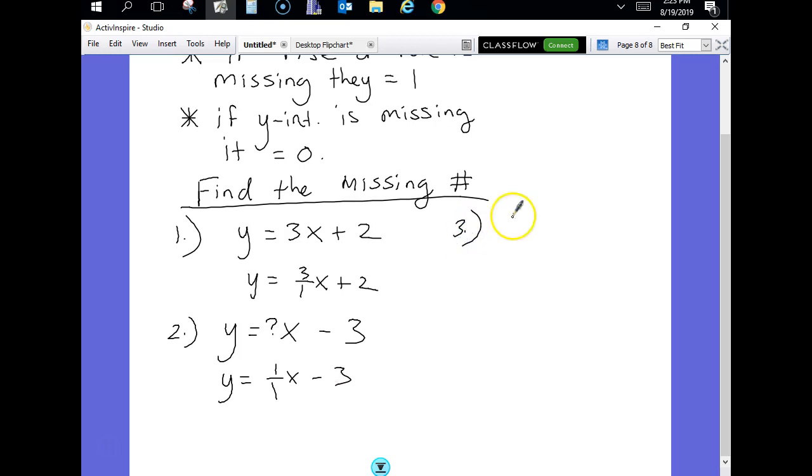What if I said we have y equals 2/3 x? What am I missing here? You're missing your y-intercept. What did I tell you? When we're missing the y-intercept, it is y equals 2/3 x plus 0. So for this one, you would start at 0 on the y-axis. Okay?